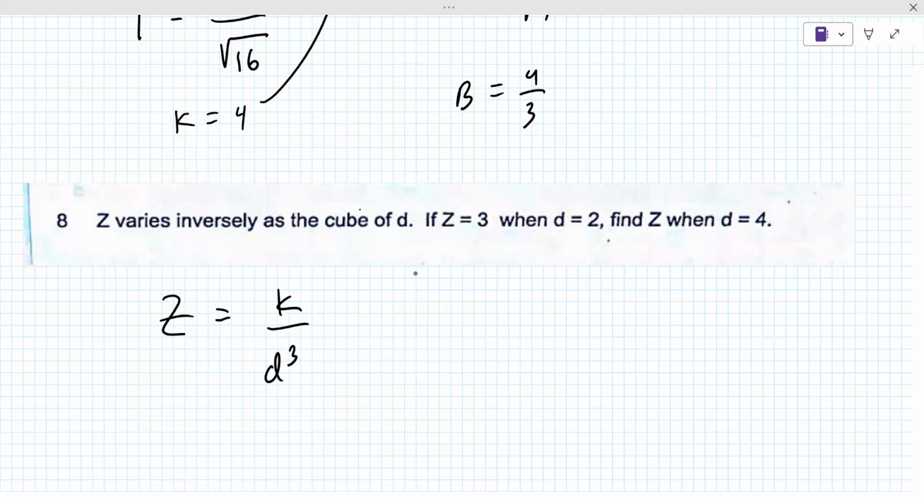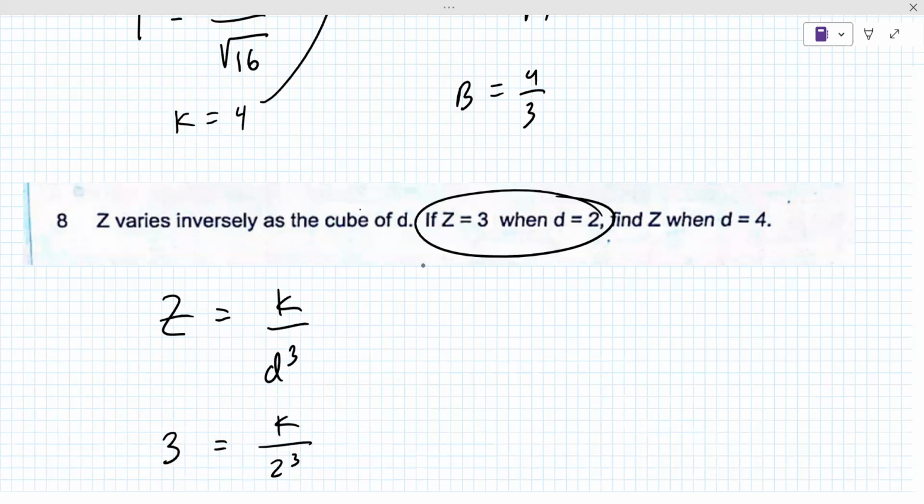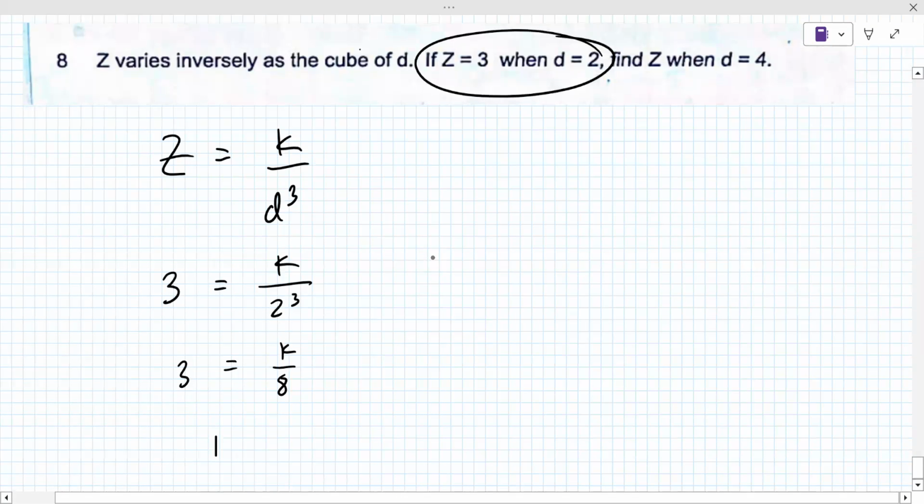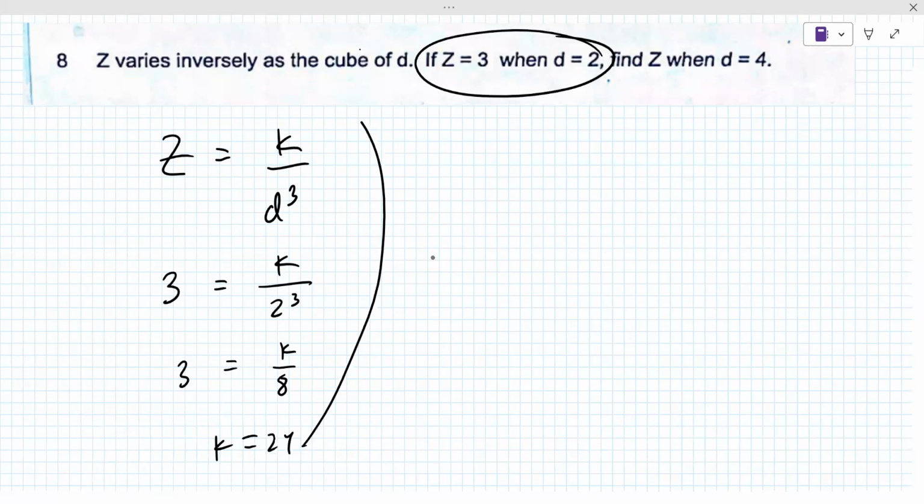That's the cube. Cube means power of 3. They're giving you the value of z, and they're giving you the value of d here. And then you're solving for k. So it's 3 equals k over 8. K ends up equaling 24. And then you rewrite that in the original: z equals 24 over d cubed.